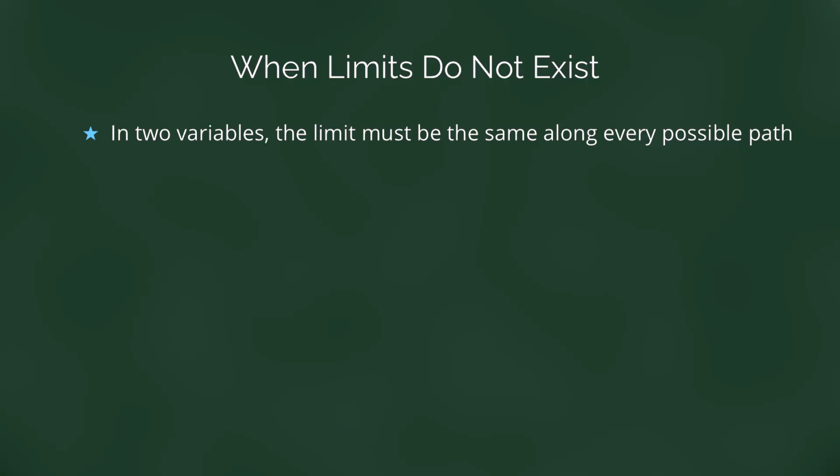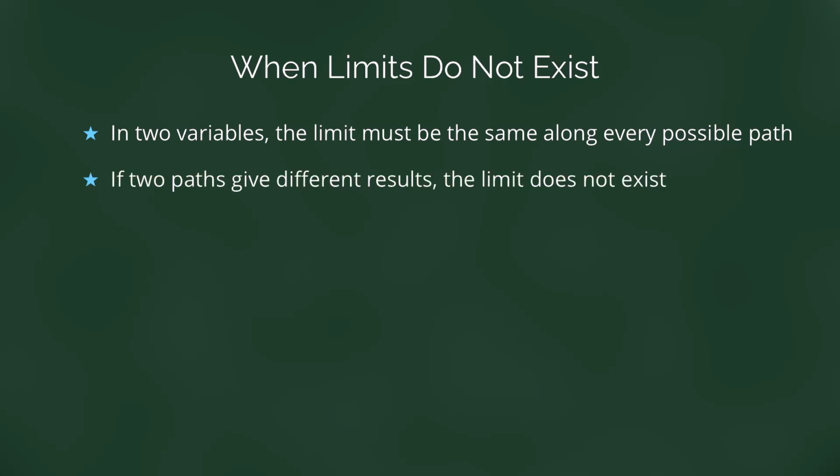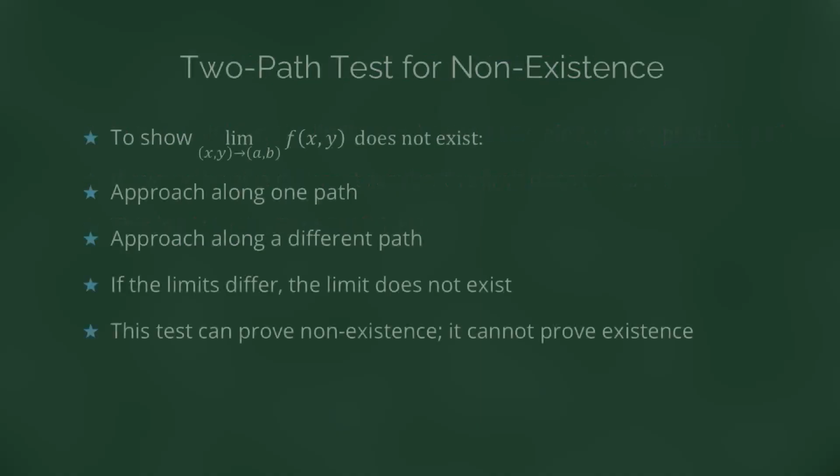So we just saw 3 limits that did exist, but now let's talk about when limits do not exist. We've already seen that in 2 variables, the limit must be the same along every possible path. And so if 2 paths give different results, the limit doesn't exist. So that gives us something called the 2-path test to determine whether or not a limit does not exist.